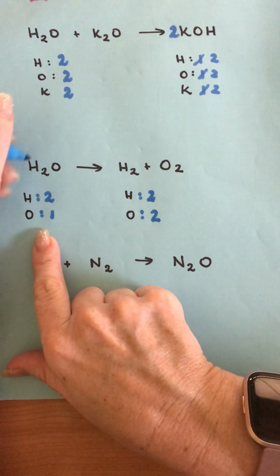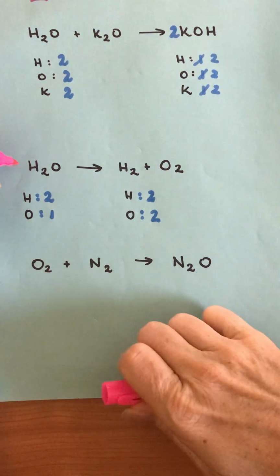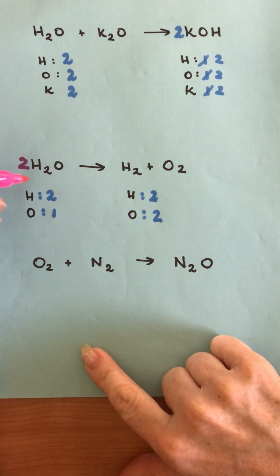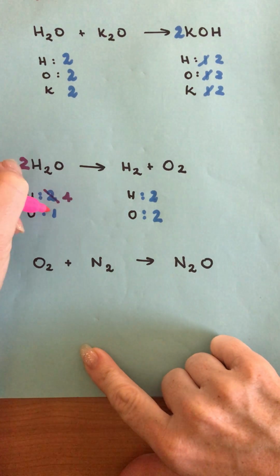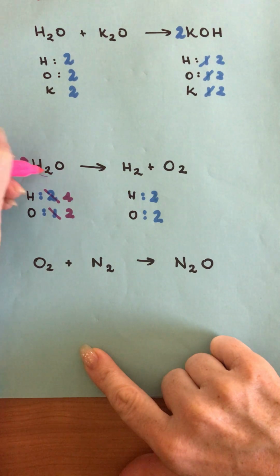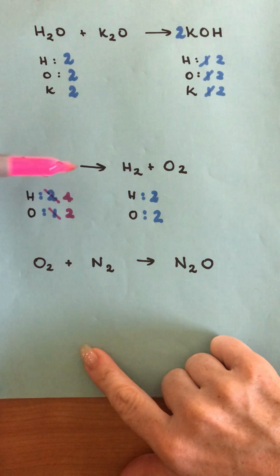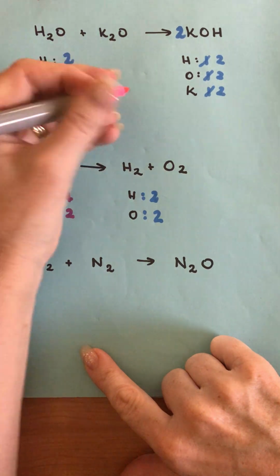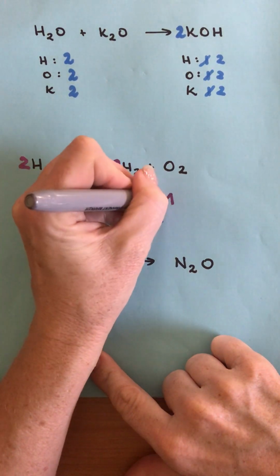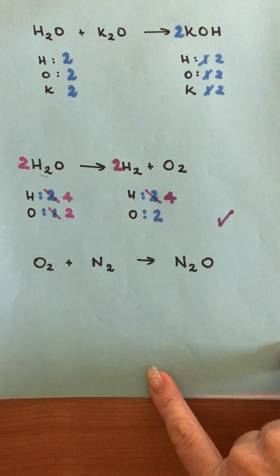So I'm going to start by putting a 2 in front of my H2O. Now that means my new numbers are going to be 4 and 2 because I have the H2, 2 lots of that, 2 lots of 2 is 4, and the 2 lots of oxygen is 2. Over here then, I don't have enough hydrogen. So if I put a 2 in front of my hydrogen, I now have 4 hydrogen and I still have my 2 oxygen. So I now have a balanced reaction.